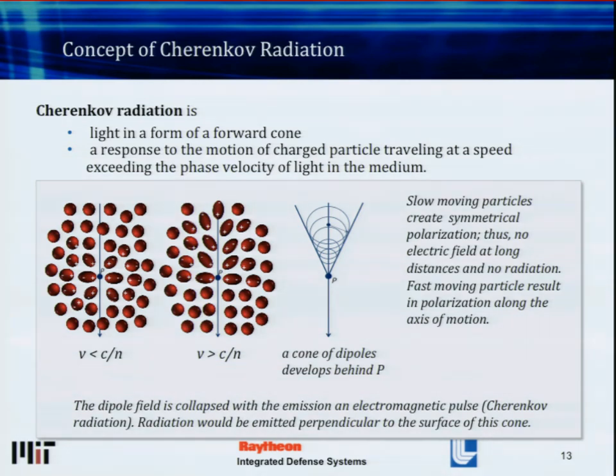So what is Cherenkov radiation and why do we like it so much? Cherenkov light comes in the form of a forward cone, which is the response of the matter to a charged particle traveling through the matter faster than the speed of light in that matter.